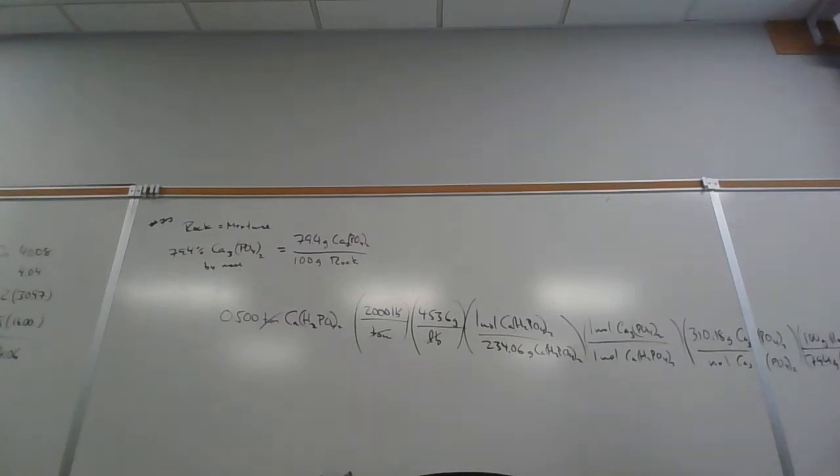Let's take a look. They're asking us for kilograms. So I need to do one more step here. For every kilogram, there's 1,000 grams. And so this is going to come out to 757.0 kilograms of rock, or 757 kilograms of rock.